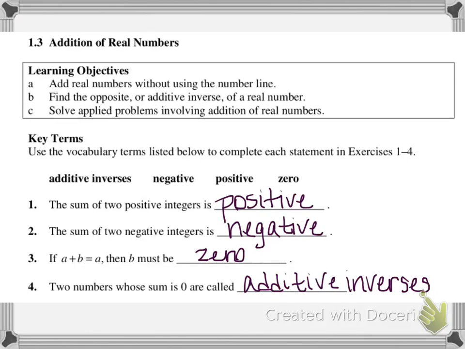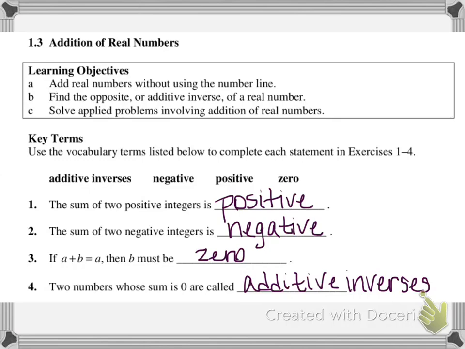In this lesson, we're going to look at adding real numbers, so adding integers, adding fractions, adding whole numbers, and so on. We're going to see positives and negatives, and that's what we're going to spend most of our time doing. So the sum of two positive numbers is positive, which makes sense. A positive plus a positive number is going to stay positive. The sum of two negative numbers stays negative.